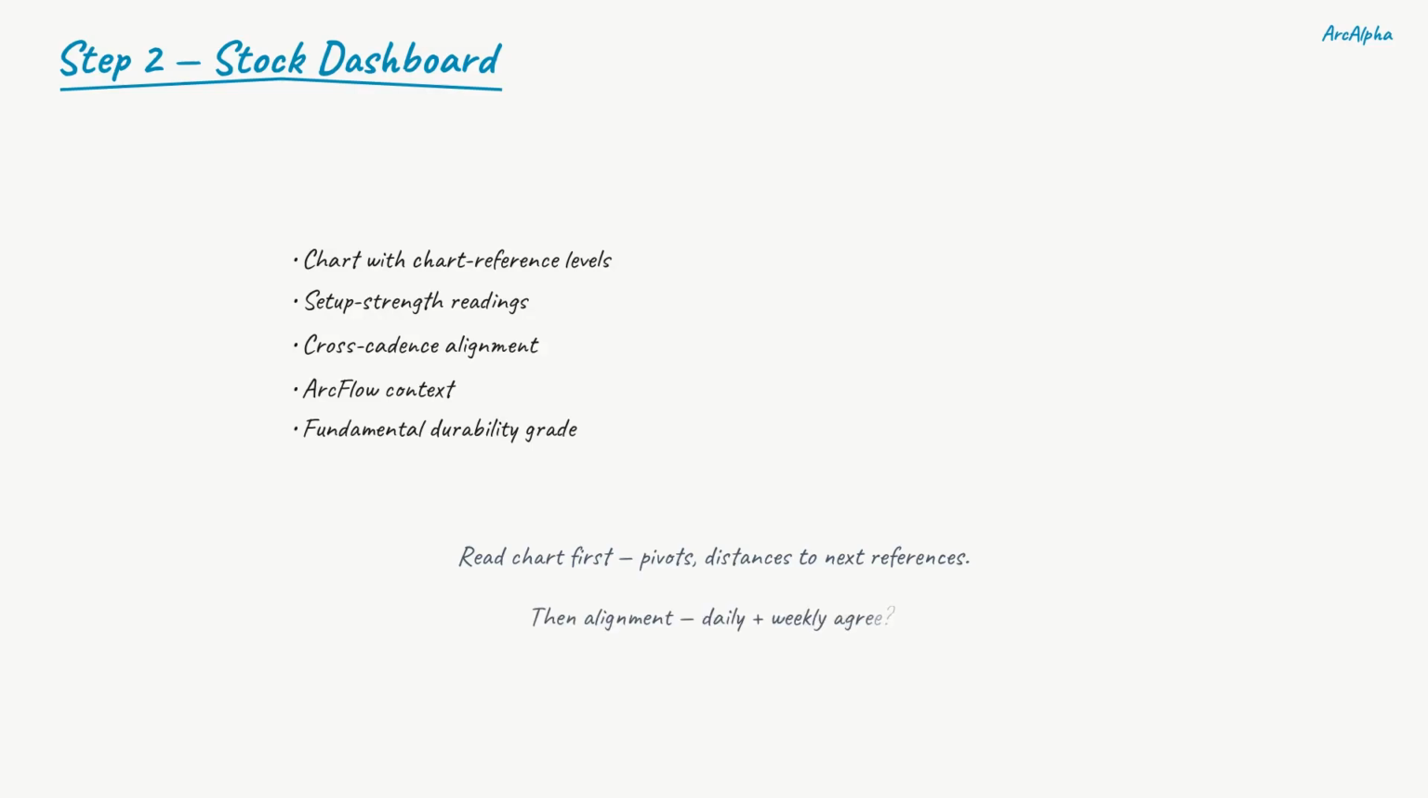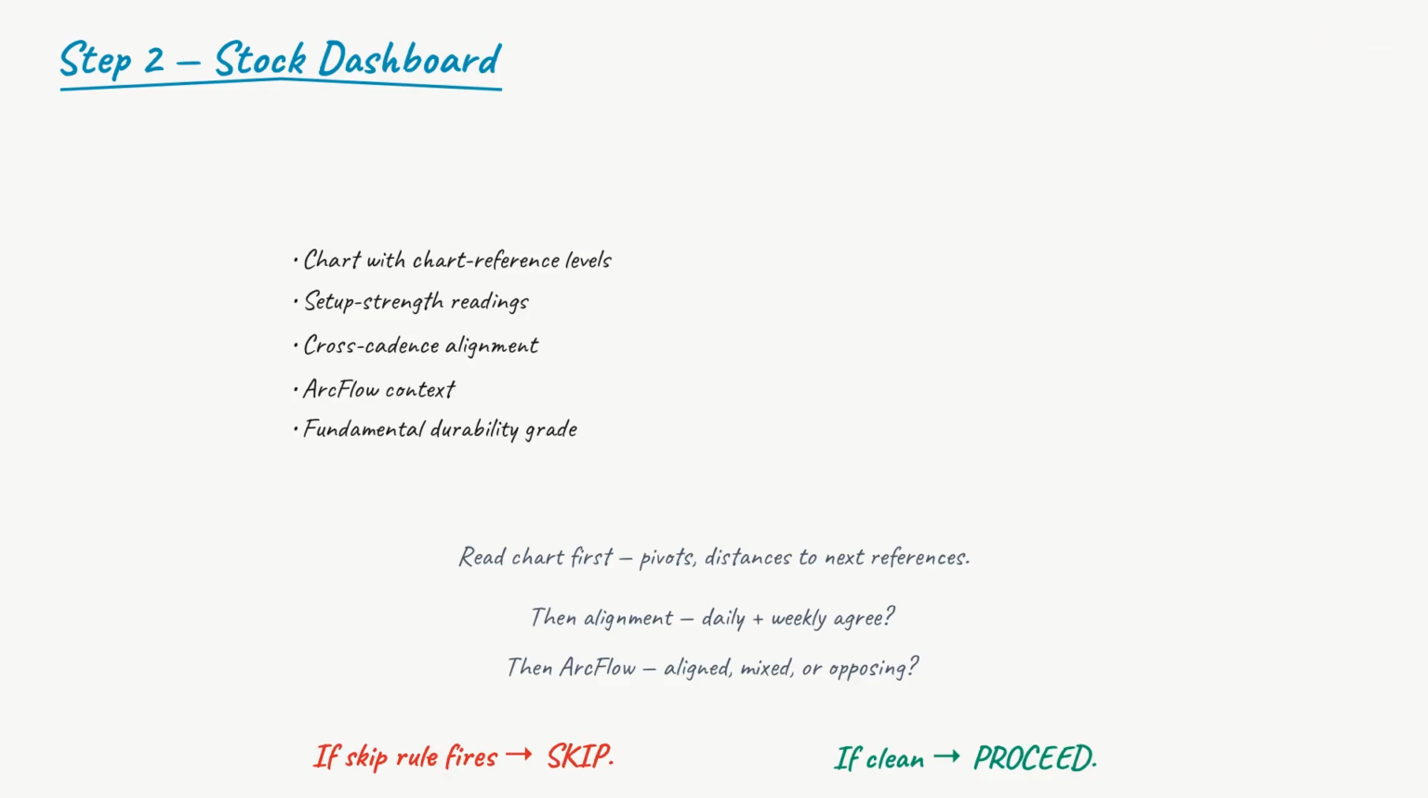Next, the cross-cadence alignment. If a swing alert is aligned with the daily and weekly readings, that is a different texture than a swing alert that contradicts the weekly. Then arc flow. Is the institutional activity layer aligned with the alert, mixed, or opposing? If anything in this read disagrees with what the alert is offering and your pre-committed skip rules say skip, you skip here. No action. If everything checks out for your style, you proceed.